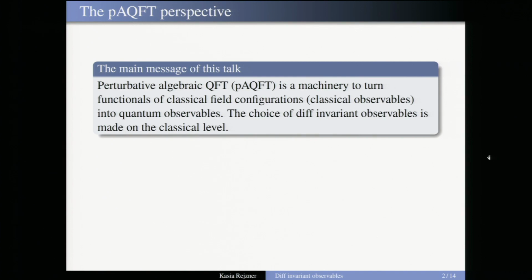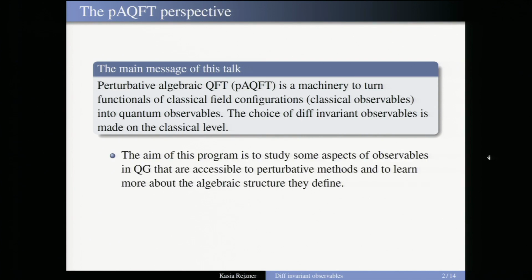I'm working in perturbative algebraic quantum field theory, and you can think of it as a machinery to turn functionals of classical field configurations, something we understand mostly, into quantum observables. So this choice of diffeomorphism invariant observables is already made at the classical level. So this talk, unfortunately, is going to be mostly classical. I want to discuss various choices of observables on this level.